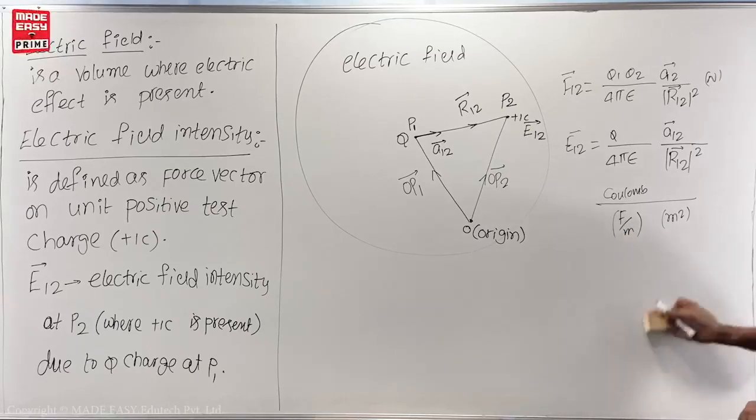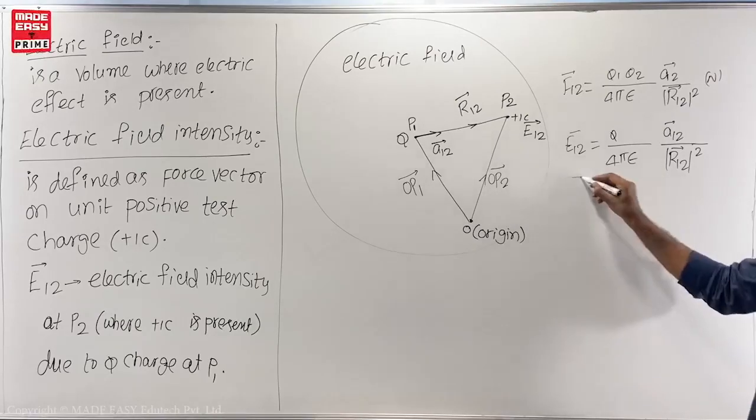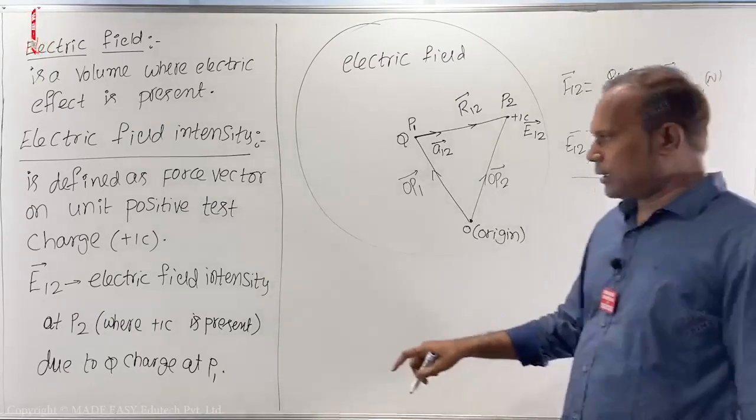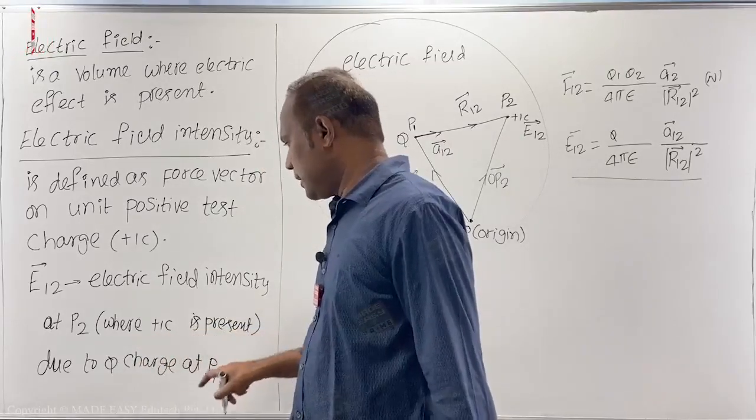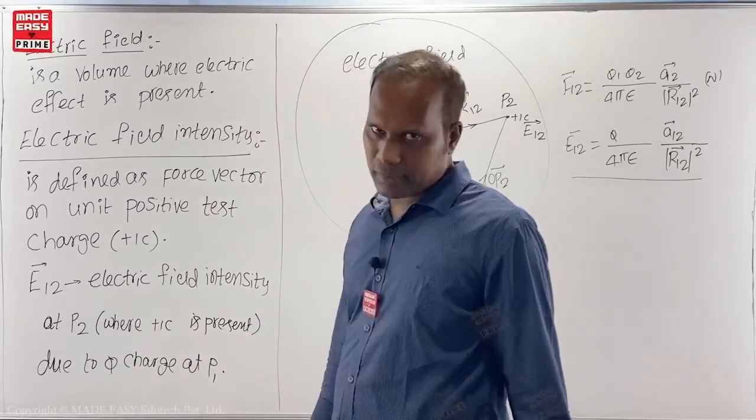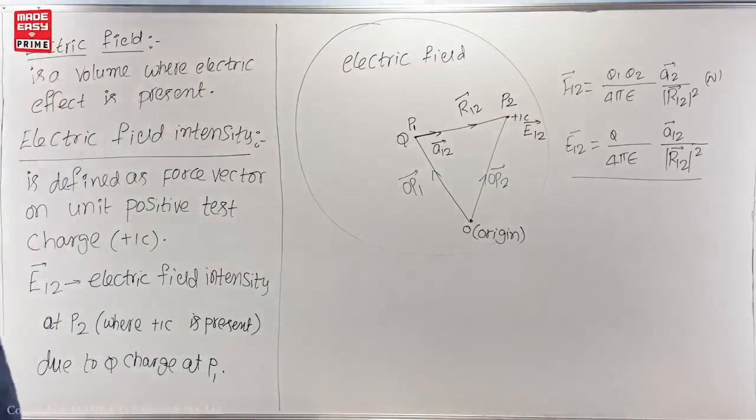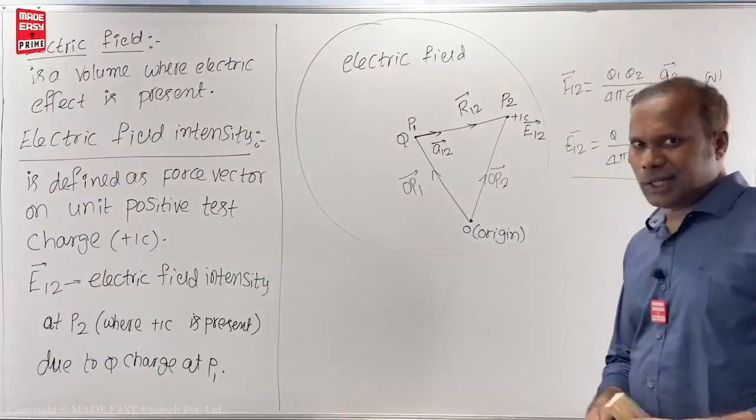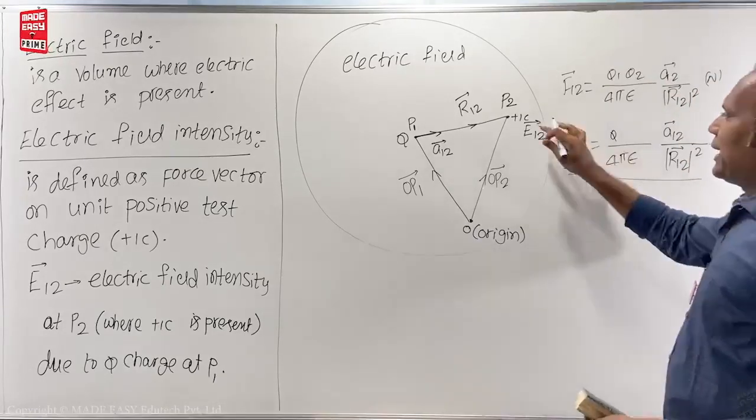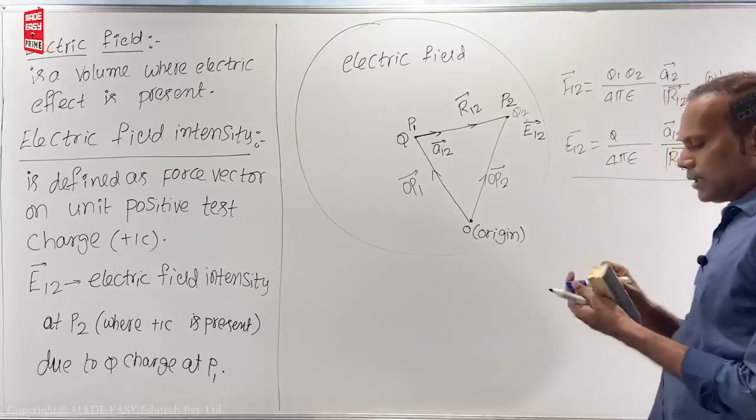The other unit of electric field intensity. For example, students, what is E12 bar? I have written here: electric field intensity at point 2 where 1 coulomb is present due to Q charge at point 1. Now, for example, let us assume that there is no test charge available to us. Then what will we do? Here we will place Q2 charge, Q2 charge.